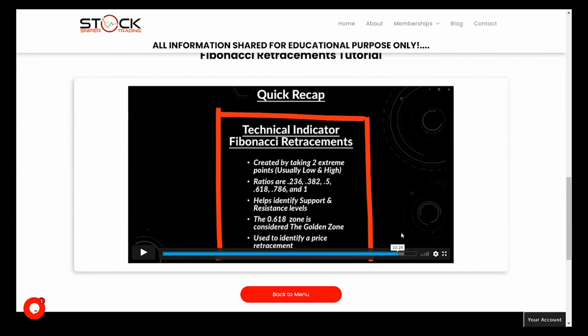And this also helps identify support and resistance levels. So you can use each one of these Fibonacci levels as support and resistance as well. So if you don't want to plot on your price action, you can use these as well. I like to do my price action support and resistance alongside these for extra confluence, okay? And we've already spoken about the golden zone, and it's used to identify a price retracement, what I just showed you in that particular example.